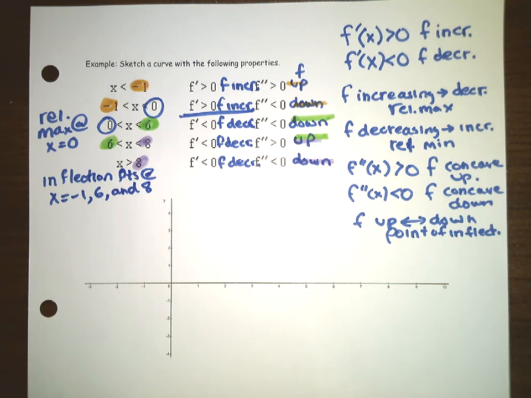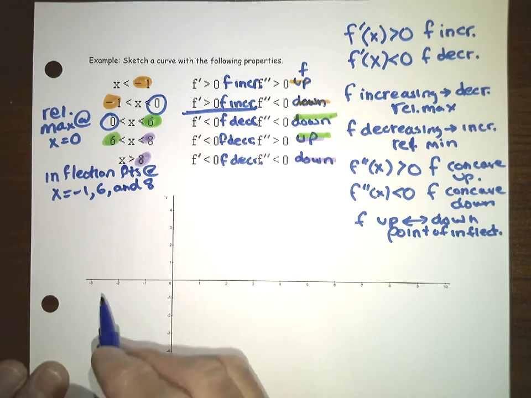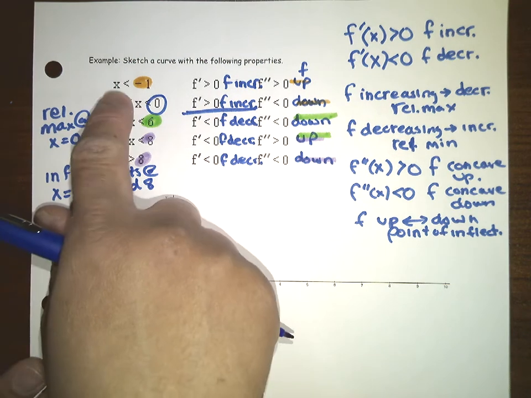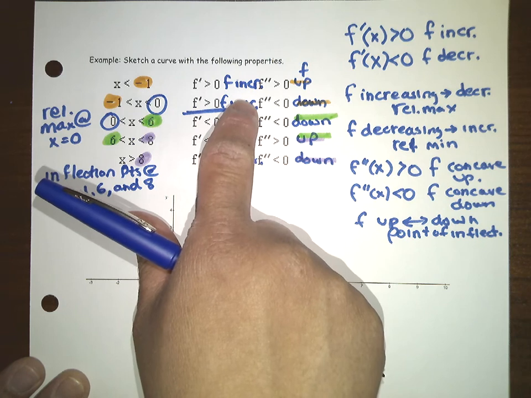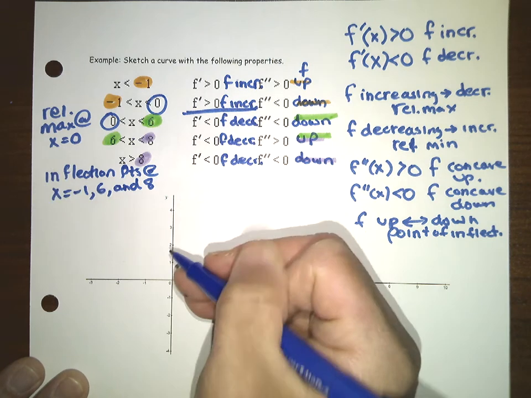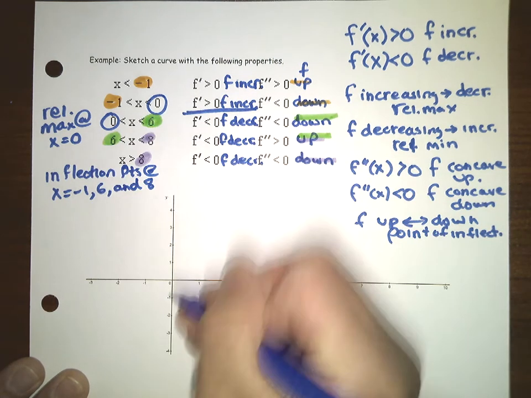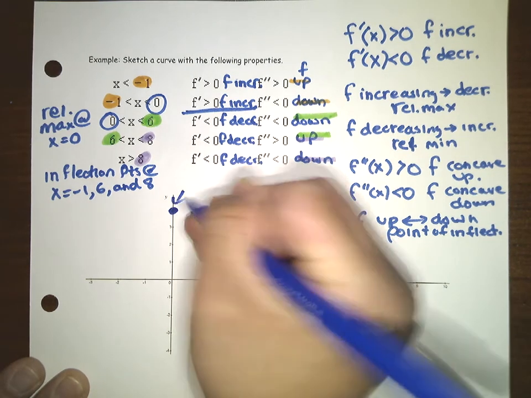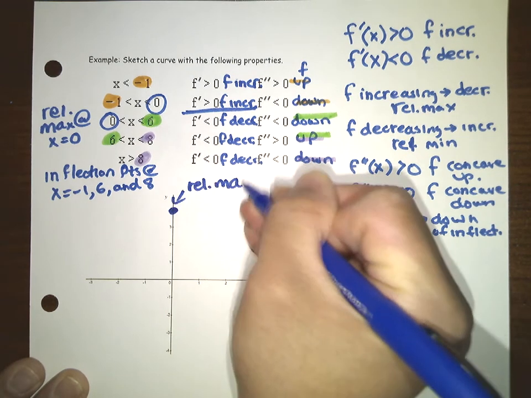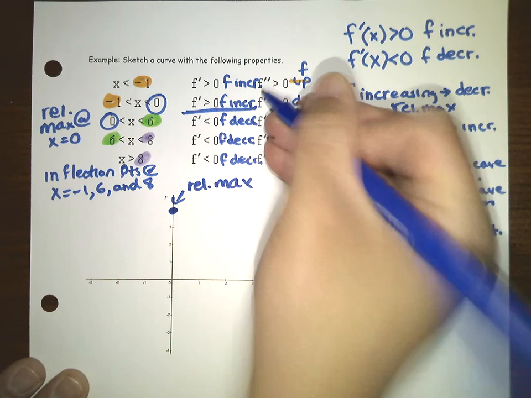All right, so let's go ahead and just draw this. So I know that from x less than -1, f is increasing and concave up. So at some point, it reaches a relative maximum at x equals 0. So I'm just going to draw a relative maximum right now. And I need to be increasing and concave up.